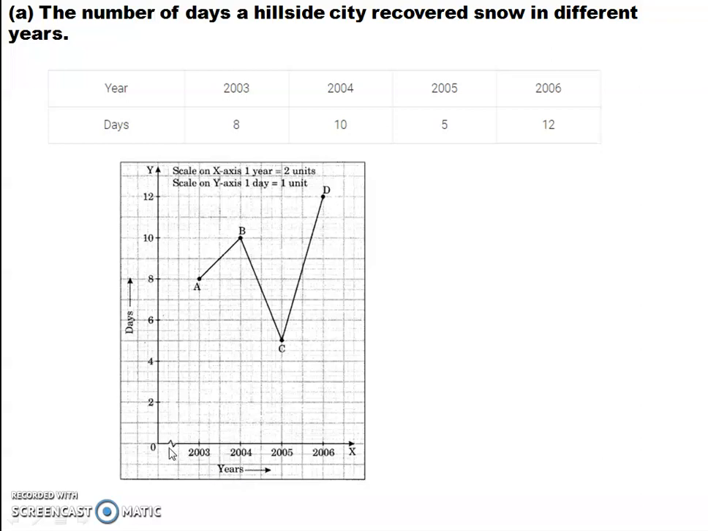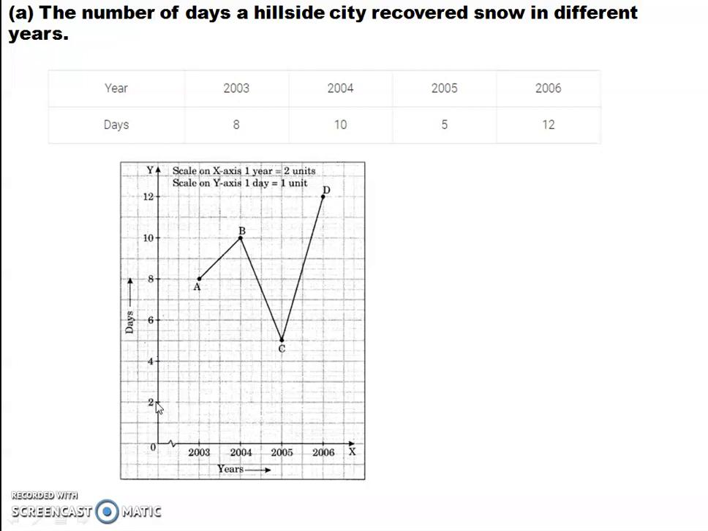Here you can see the jagged line. That means we are not starting from 0, 1, 2, 3. We are starting from 2003, 2004 and so on. And we have left 2 centimeters, that is 2 unit squares. So how will you write the scale? Scale on x-axis, 1 year is equal to 2 units. Scale on y-axis, 1 day is equal to 1 unit.